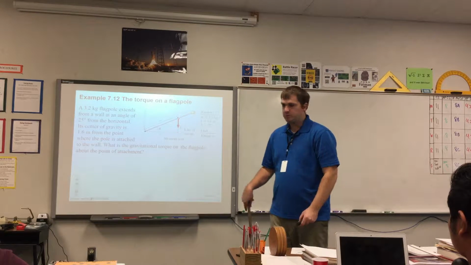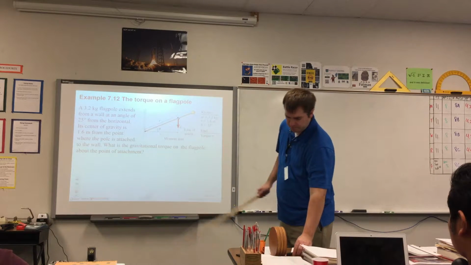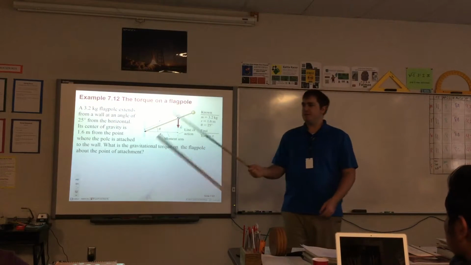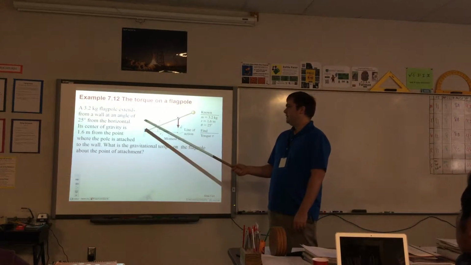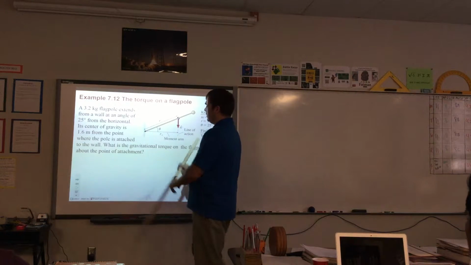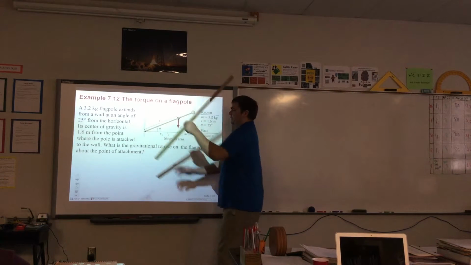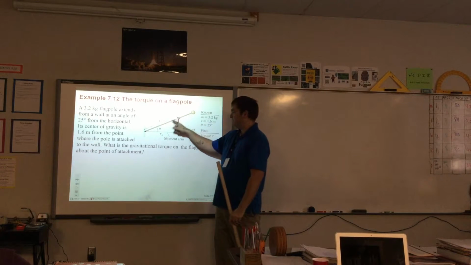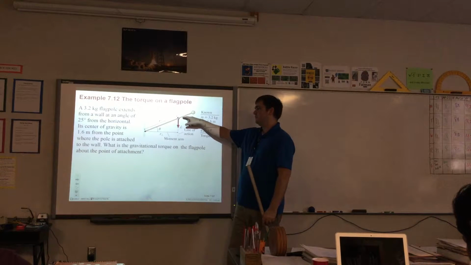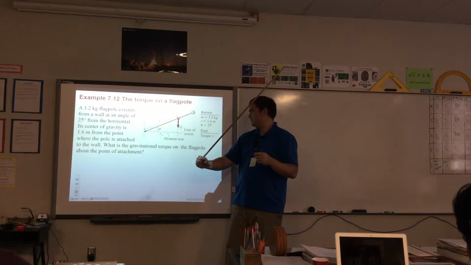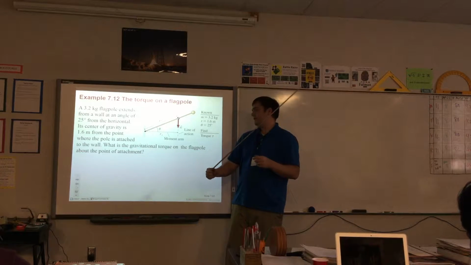All right, so the very first problem that we have, you can hit the lights now, Gabrielle. Something kind of like this meter stick, but instead it's a flagpole. It says a 3.2 kilogram flagpole extends from a wall at an angle of 0.25 newtons from the horizontal. Its center of gravity is 1.6 meters from the point where the pole is attached to the wall. What is the gravitational torque on the flagpole about the point of attachment?